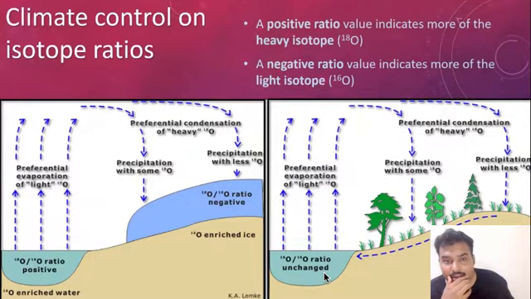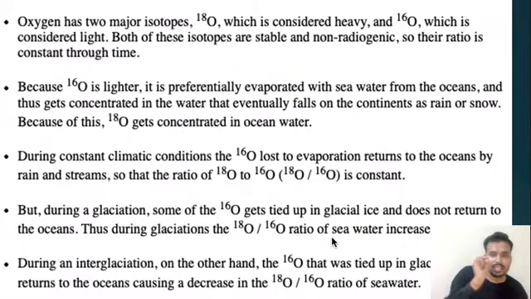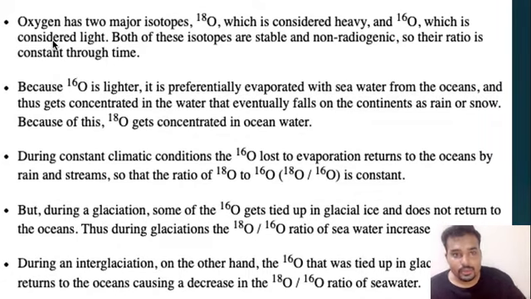Are you getting my point? Because it is returning back, no? The O16 which is trapped over here is again going back to the ocean. Now see this very carefully. Oxygen has two major isotopes: 18, which is considered heavy, and O16, which is considered light. Both of these isotopes are stable, that is, non-radiogenic. So basically with time the ratio will be constant.